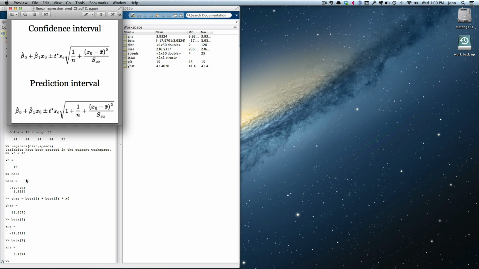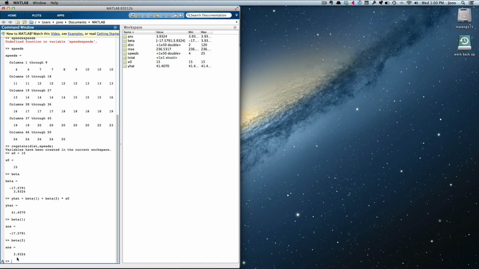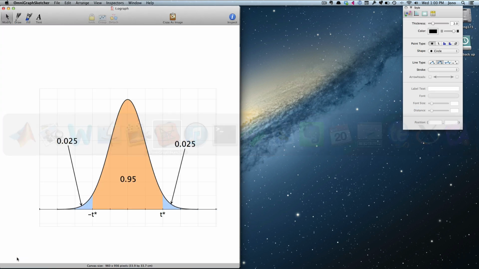So I'll need t star next. So let's call it t star. And I'm going to get that. I'm going to have to use a t inverse. So let's think about what we're doing here. I want to get the t star and the minus t star such that the area in here is going to be 0.95. So basically I can say what point such that the area to the left is 0.975.